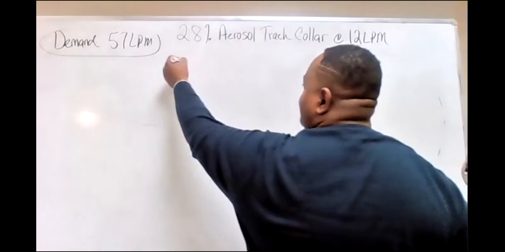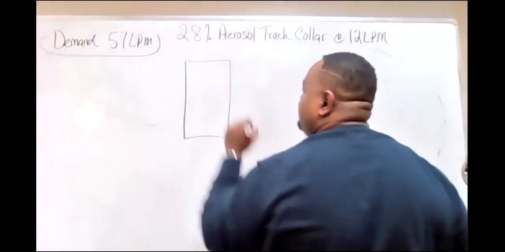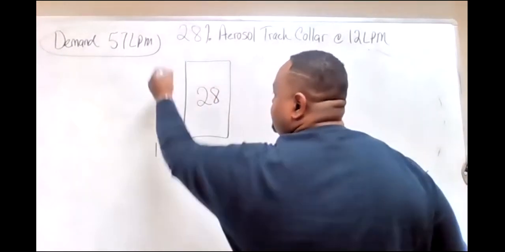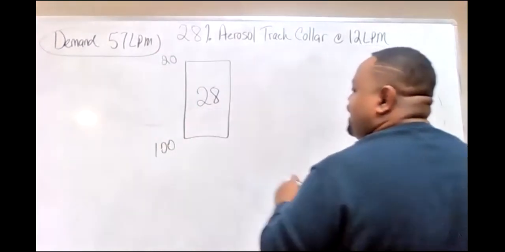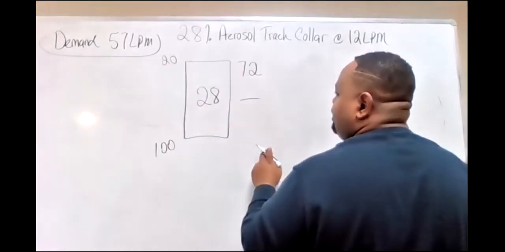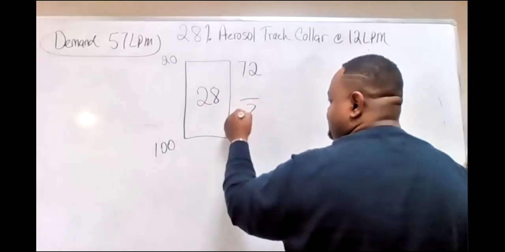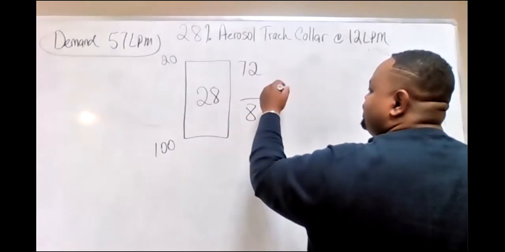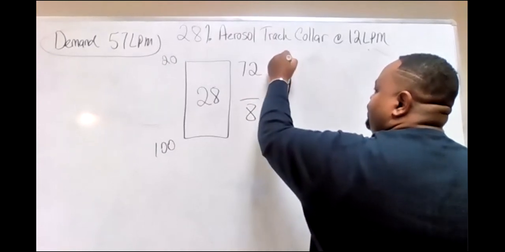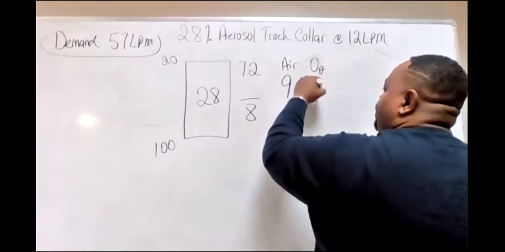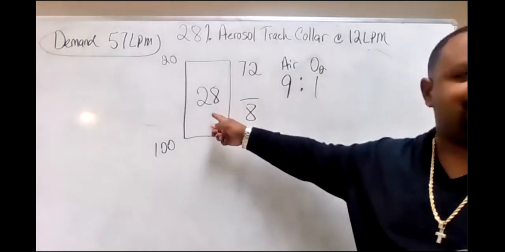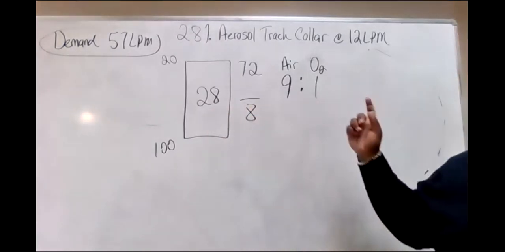All right, so let's do our magic box. What goes in the middle? 28, right? 100 and 20. 100 minus 28 is what? 72. 28 minus 20 is what? 8. 72 divided by 8 is? 9. So 9 parts air and 1 part O2. So the air to oxygen ratio for 28% is 9 to 1, always.